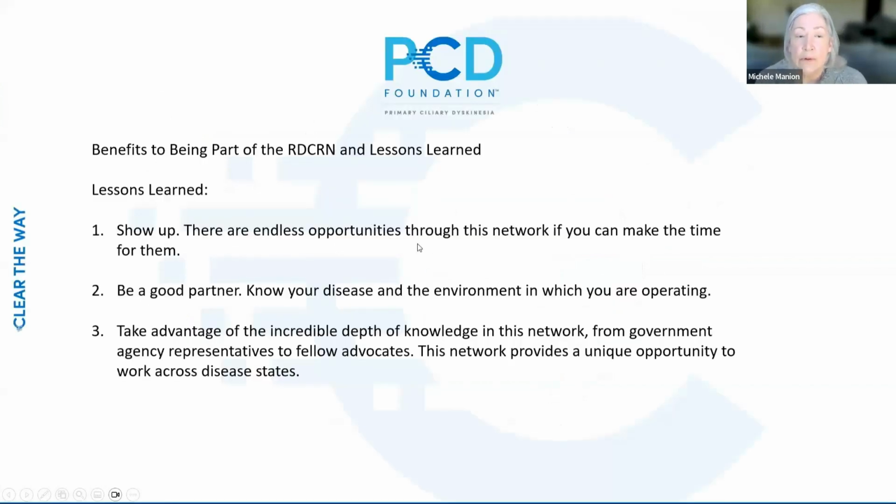So what were the benefits of being part of the RDCRN, and what did we learn? I think the main thing that I feel like I learned is just show up. I mean, I had no idea what I was doing most of the time. I didn't really understand a lot of what was being discussed, but I was there. I made sure I was there at the meetings. I made sure that if opportunities came up, that I could jump in and take advantage of them. And it was really a great way to learn and to be a good partner.